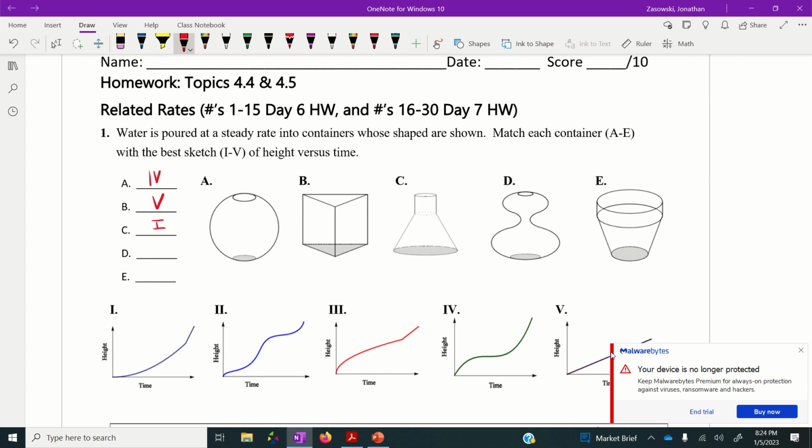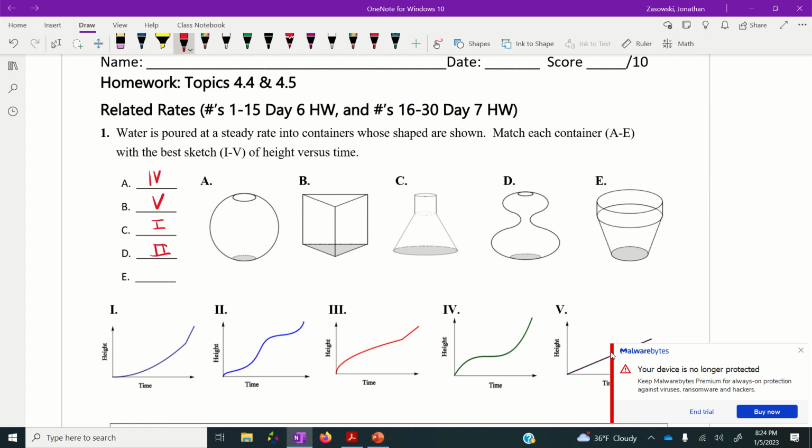For letter D here is this shape. Here it's going to start quick, then slow down, then quick, and then it's going to do the same thing again, a little bit quicker this time. So quickly, slow down, and quick again. So that's going to be quickly, kind of slowing down, then pick up pace, slow down, and then pick up pace again. So that's going to be choice 2.